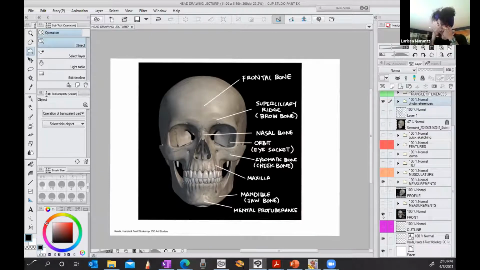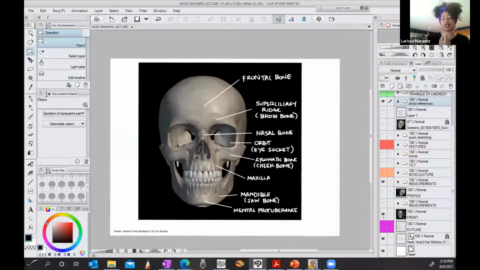Along the bottom of your orbit, or your eye socket, is the zygomatic bone, and that's your cheekbone. You may have seen people with really strong, prominent cheekbones; that's your zygomatic bone. Now, right on top of that is your maxilla, and that is where your teeth are. Then underneath this is your mandible, and this is your mental protuberance.